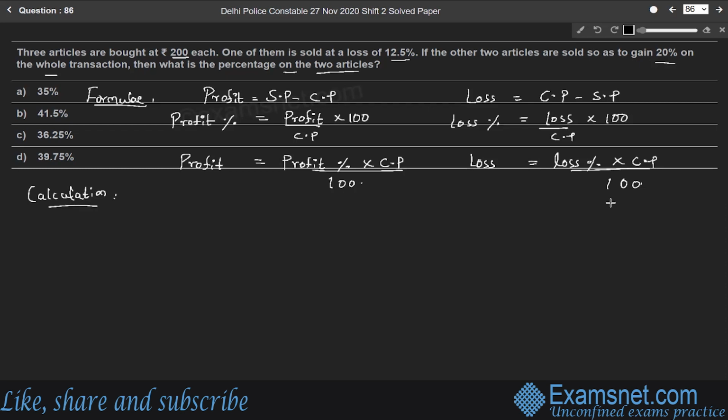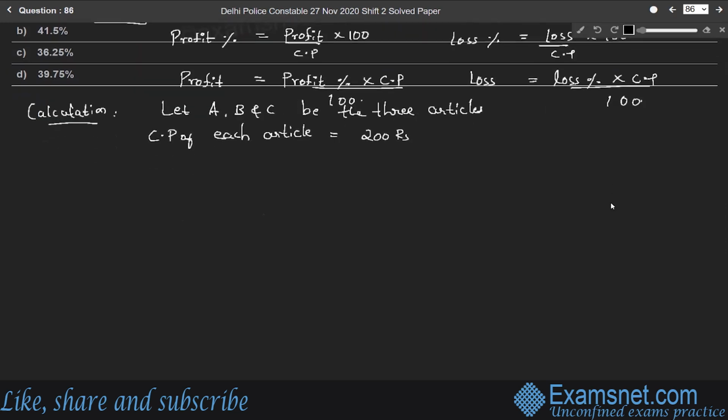So according to the question, three articles are bought at rupees 200 each. Let A, B, C be the three articles. So the cost price of each article is 200 rupees. Therefore, the cost price of three articles A, B, C is 3 into 200, which is 600 rupees.